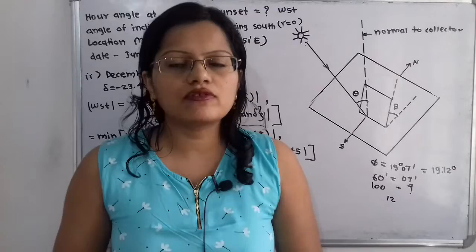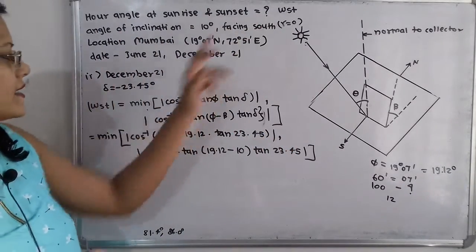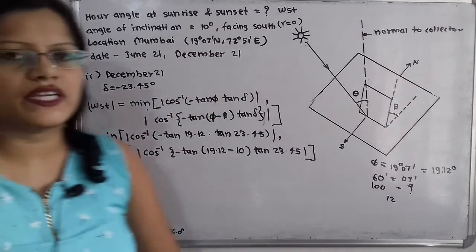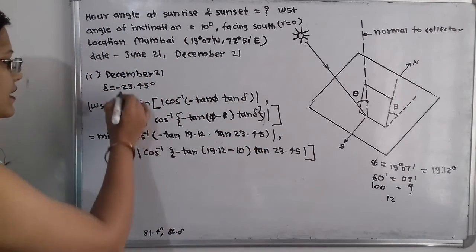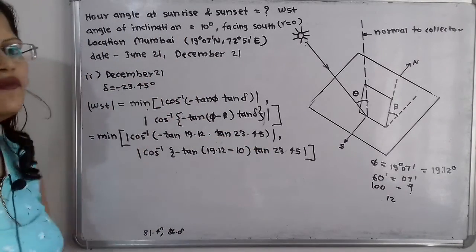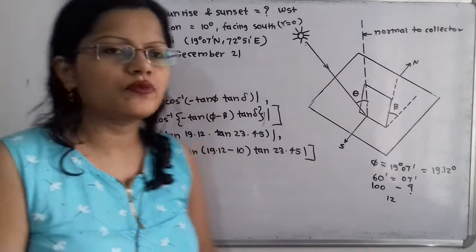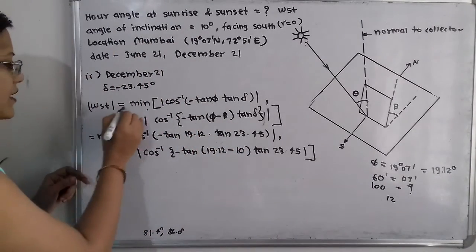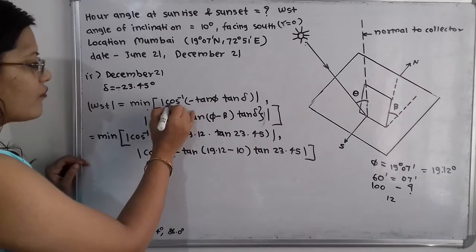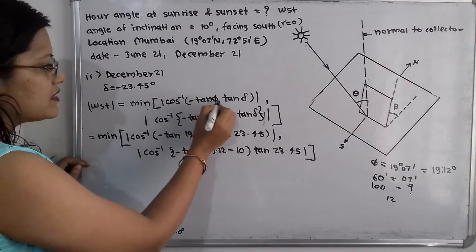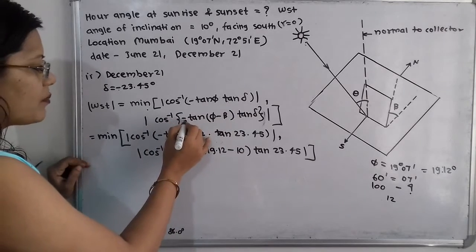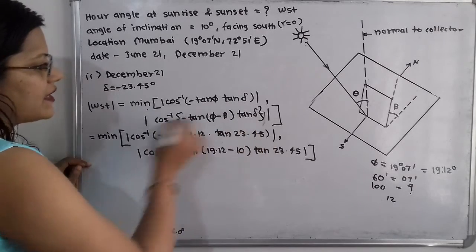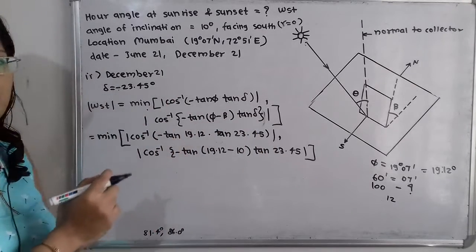Again we will calculate the value of omega st for the date December 21. For December 21, what is the value of delta? That is minus 23.45. So what is the formula? Again the formula is the same, that is minimum of mod of cos inverse of minus tan phi tan delta, and comma, cos inverse of minus tan of (phi minus beta) tan delta. So we just put in the values.